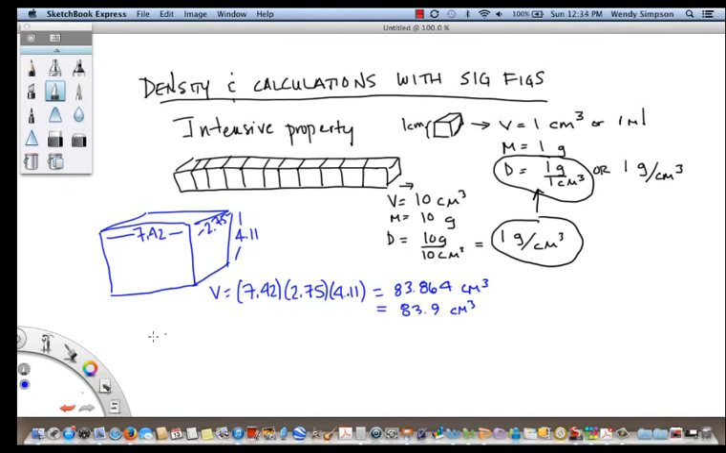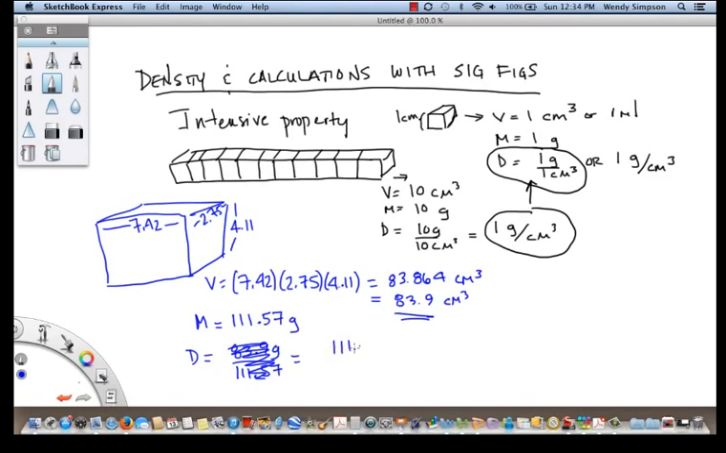Now how about the mass? Let's say I put this on a balance, and it measured out to the hundredths place, and I got a measurement of 111.57 grams. So now I'm ready to calculate the density. So density equals mass, 111.57 grams, divided by 83.9 centimeters cubed. Okay, so when I do that calculation, I get 1.3297 grams per centimeter cubed.